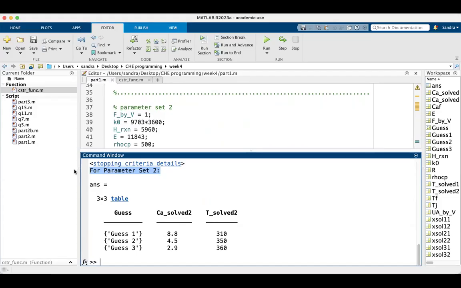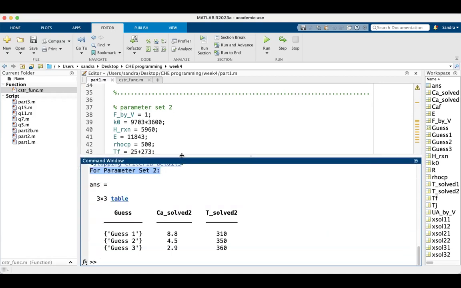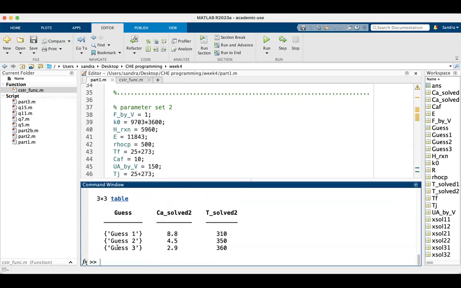Not yet. Because in the question, it has been clearly mentioned that we have to do with three set parameters. So for one set of parameters done, now go back, make the changes in this parameter set so that it fits your second model. And again run it, you will be getting the CA and T solved. Again go back. Now you erase the parameter set 2 and again write your parameter set third. And after that, you try to solve it and then you will be getting the values for C and T for the guess 1, guess 2 and guess 3.